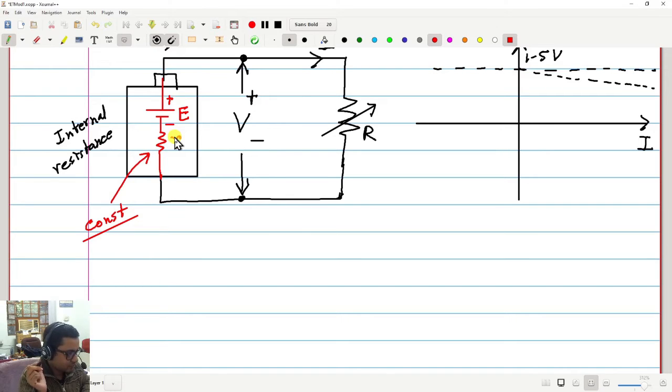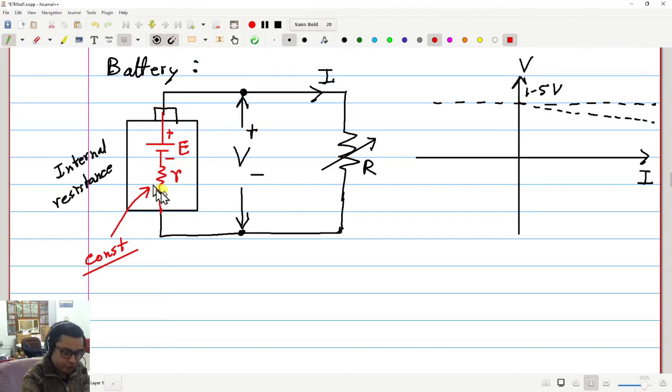What if we keep on increasing the resistance? Will the voltage remain 1.5, or still it will be less? If this resistance is higher, then... Okay, that's what I'm going to tell you. You are right. If this resistance is higher and higher, then the voltage drop will be more and more. For the same value of current, we will get less and less voltage. Yes, you are right. But let me tell that mathematically.